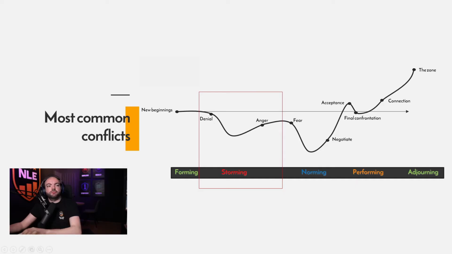Let's talk about the most common conflicts. So Bruce Tuckman, you can write it down. He wrote a book about team dynamics. He's one of the forefront, or the fathers, of team dynamics, and he came up with 5 different phases. That is the forming, storming, norming, performing, adjourning phase. And this is basically how team development looks.